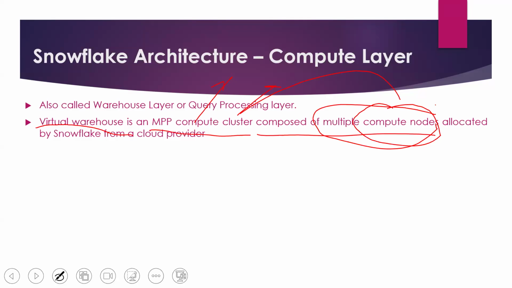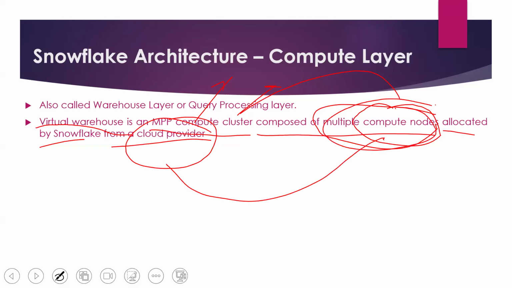From where will we get these nodes? Allocated by Snowflake. For Snowflake, where will we get them? From the cloud provider. Clear? Whenever you create the Snowflake account, you choose a particular cloud platform. From that cloud provider, there is a group of compute nodes available, which are MPP, massively parallel processing compute nodes, and these are nothing but warehouses.